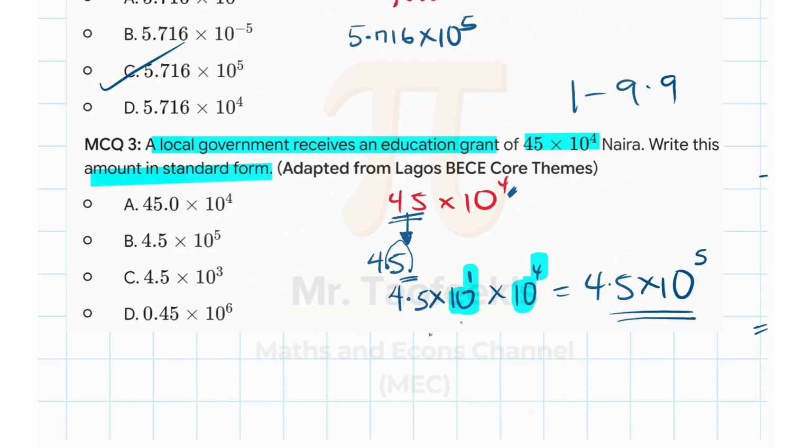And another way to think about it is 10 to the power of 1 is 10. 10 to the power of 4 means 10 times 10 times 10 times 10 in 4 places. Right? This is 10 to the power of 4. So how many 10s do you have altogether? If you count everything, it becomes 5. So 10 to the power of 5. So that's it. And our answer is option B.